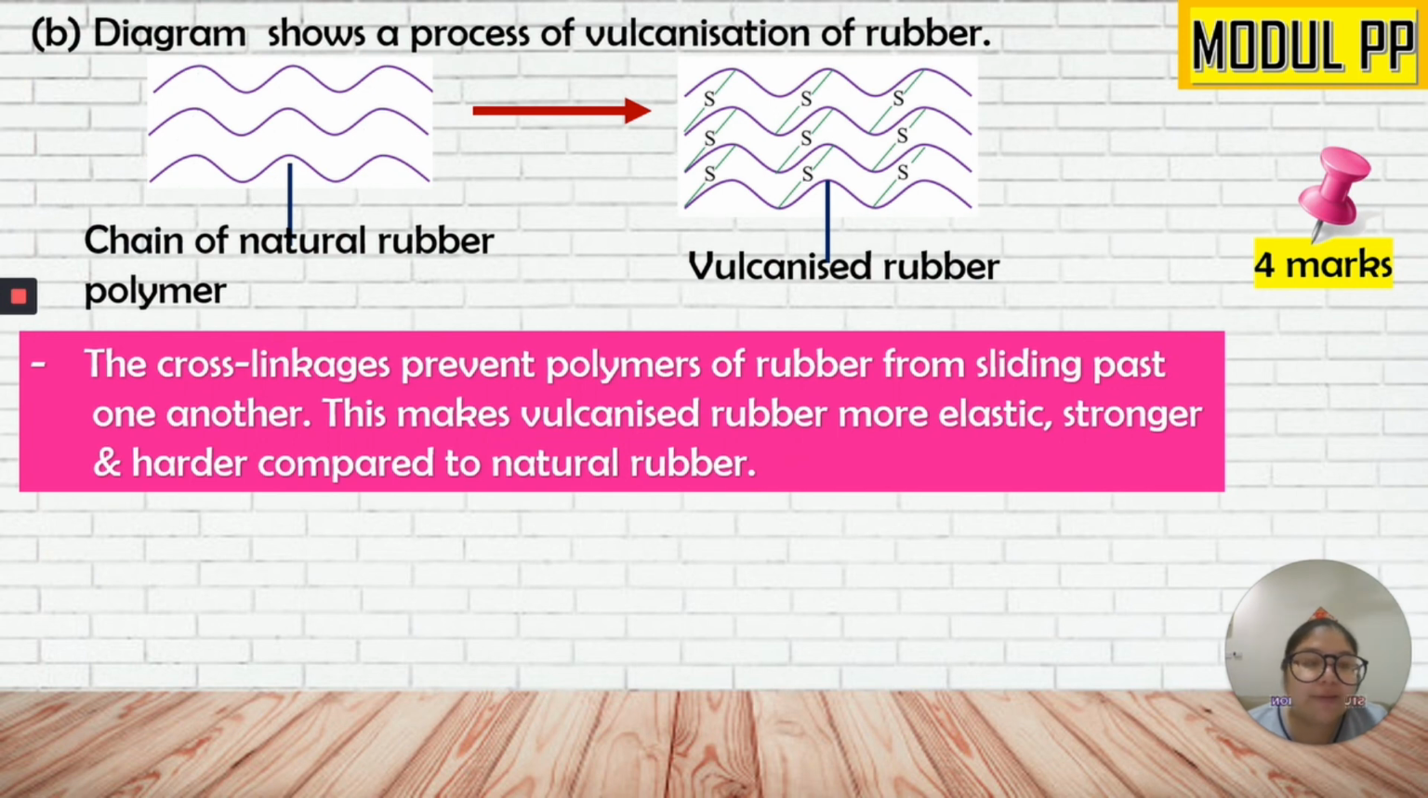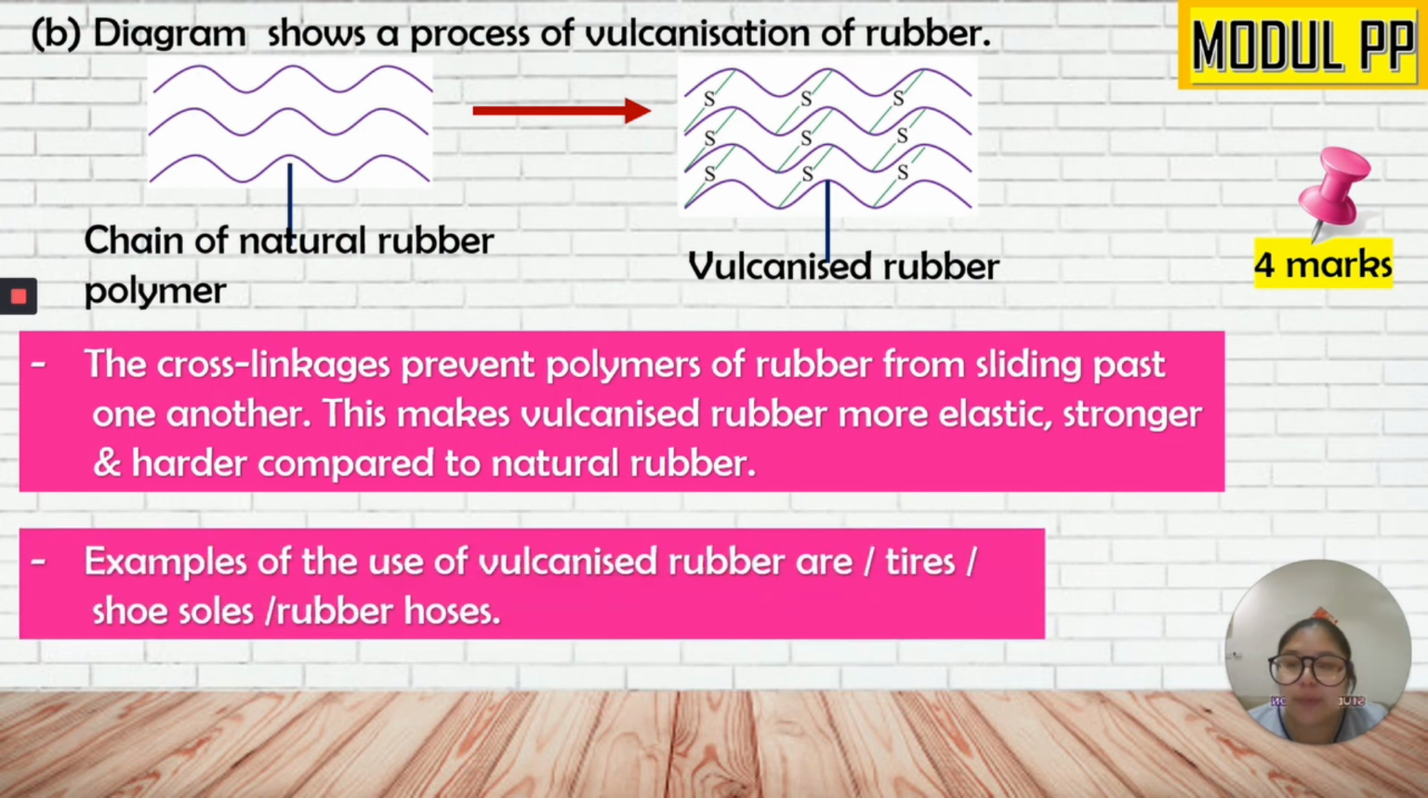Now the last one, we give examples. For example, we can say tires, shoe soles, rubber hoses, and gloves. All of these are examples of vulcanized rubber.